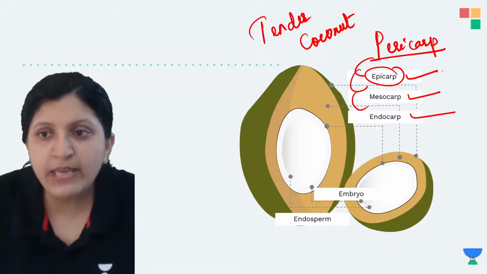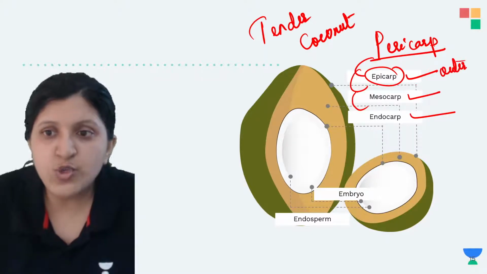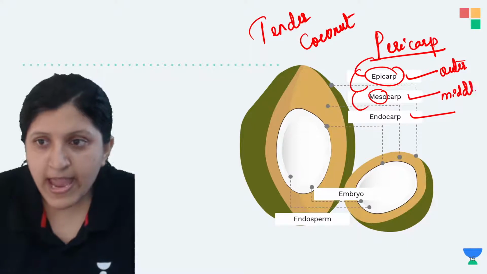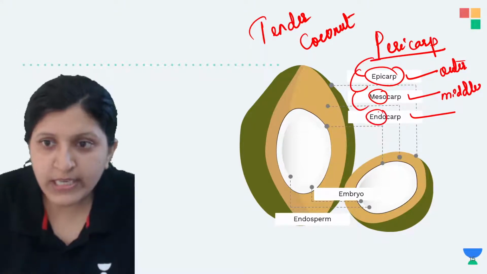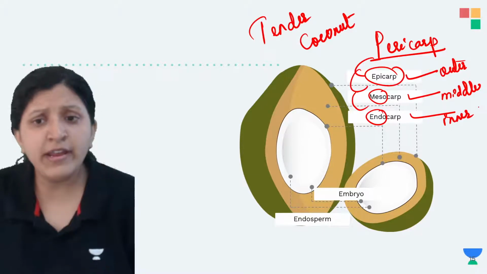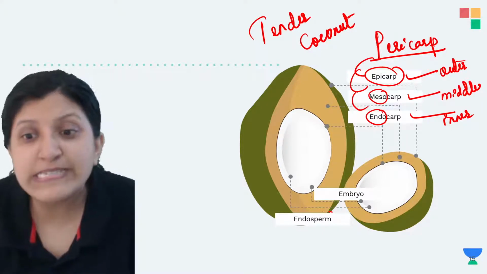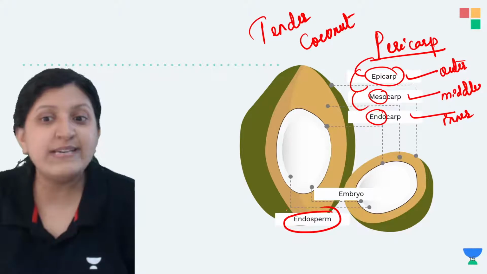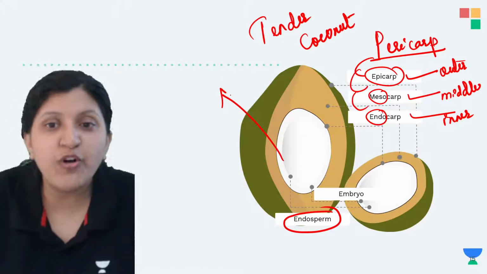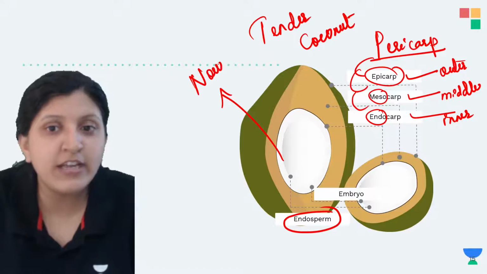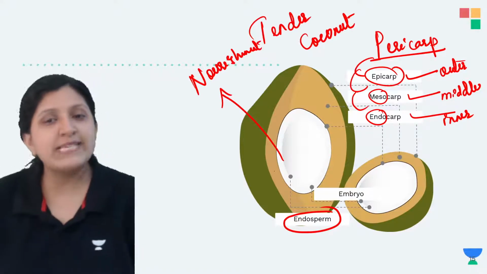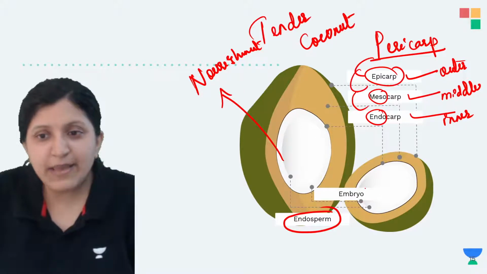Epi being the outer one, meso being the middle one, and endo being the inner covering. So this one is the inner covering. Then what is that? This is the endosperm. What does the endosperm do? The endosperm does the function of nourishment, providing nourishment for the development of the embryo. So where exactly is the embryo? Here it is labeled as an embryo.